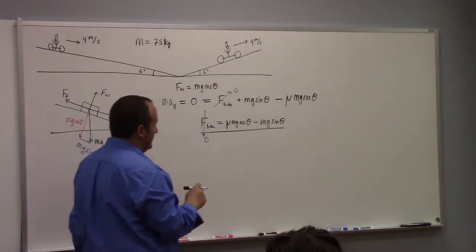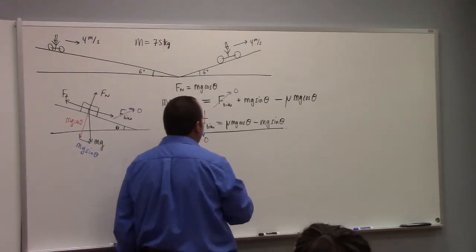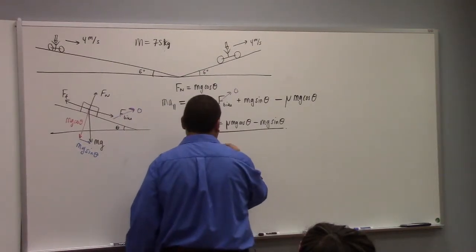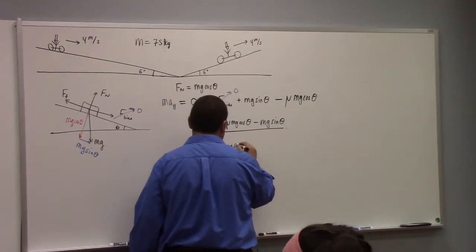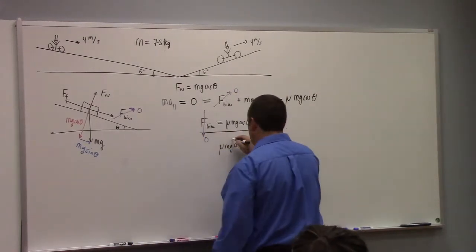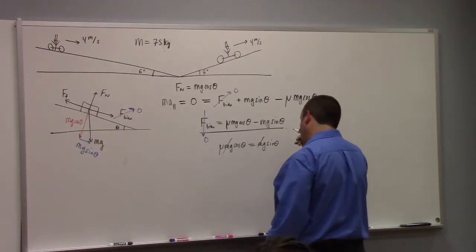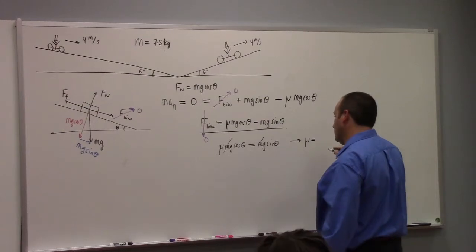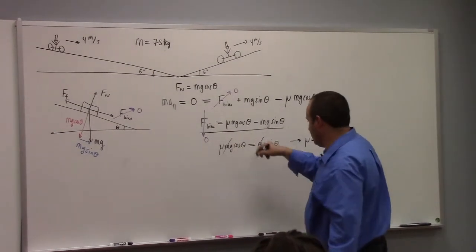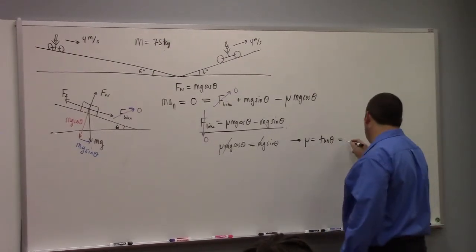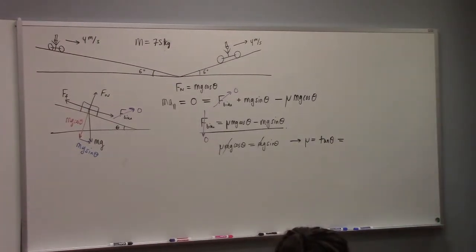All right. So, hey, they didn't need to tell us mass. So mu mg cosine theta equals mg sine theta. You can cancel the masses, like so. And so we get that mu is equal to what? Oh, the g's cancel too. So mu is actually equal to tangent theta. Divide by cosine theta, and you get mu is equal to sine over cosine, which is tangent.